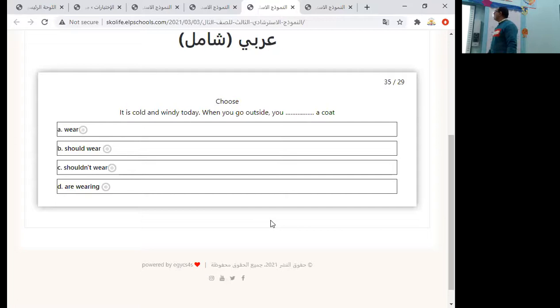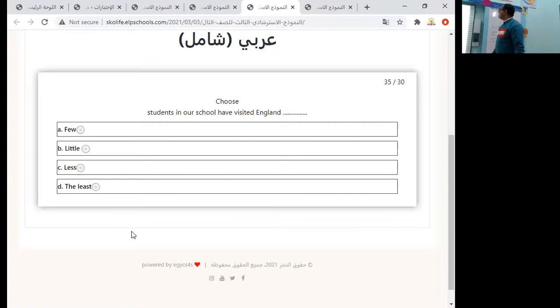Okay, it's cold and windy today. When you go outside, you space a coat. Wear, should wear, shouldn't wear, are wearing. This is advice. When I give advice to another person, I can say: it's cold and windy today. When you go outside, you should wear a coat. So the answer here is number B.